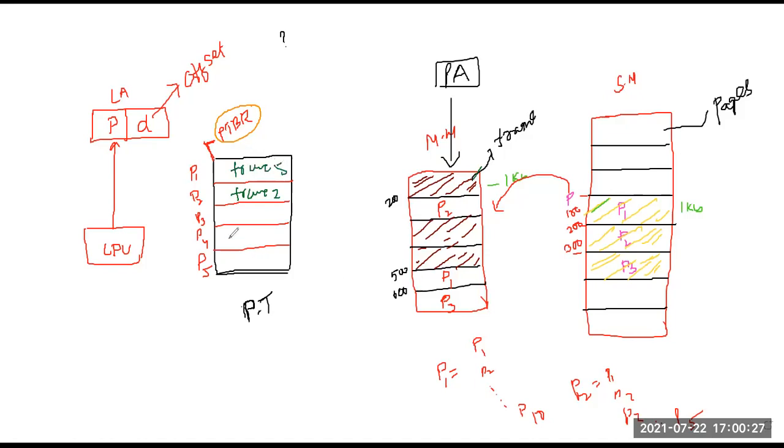Similarly, page 3 is frame 6. So what we have done here, now this page table consists of pages. Now this basically does not have the frame number. They basically have the base address, the starting address of the frame number. Now what is the starting address of this one?